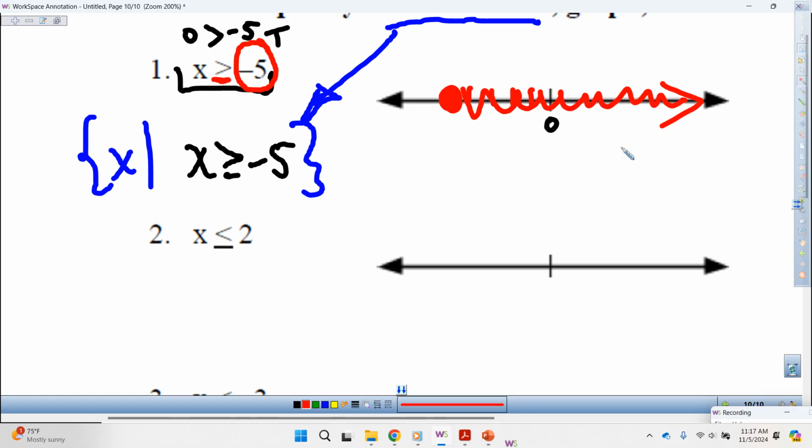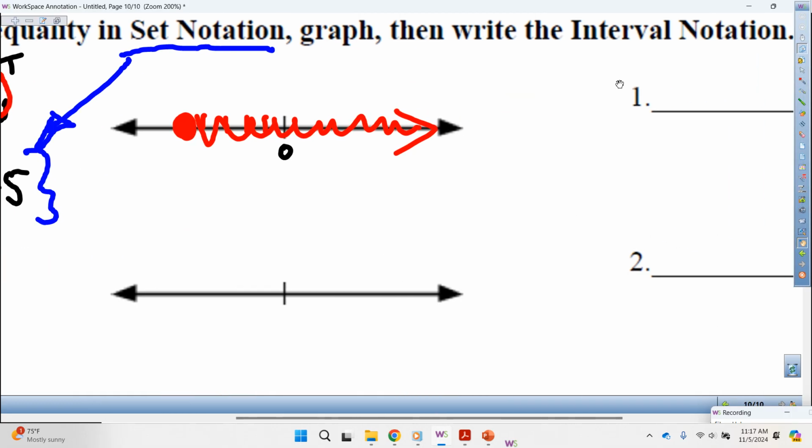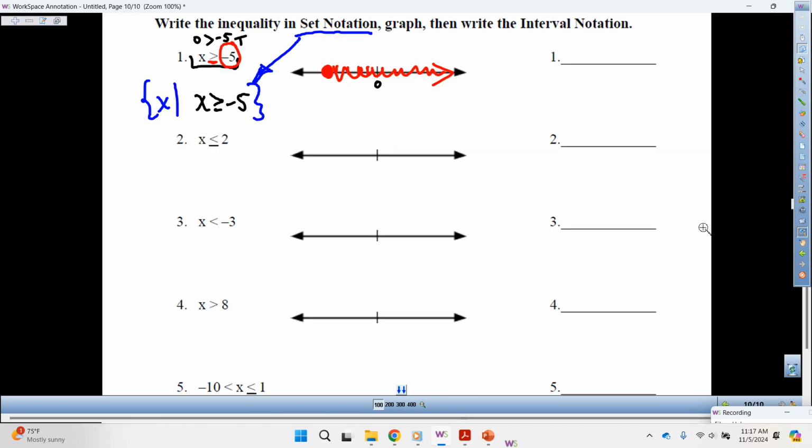All right? So, last part. They want us to write the interval notation. Let me zoom out. Interval notation. I'm going to switch to blue again. Interval notation. So, what's my dividing point? -5, comma. Where is this arrow headed towards? It's headed towards positive infinity.